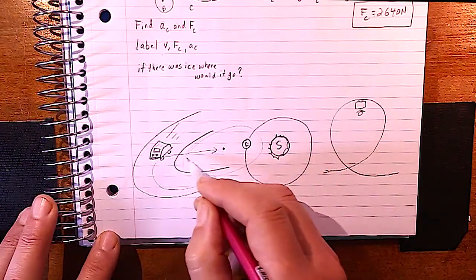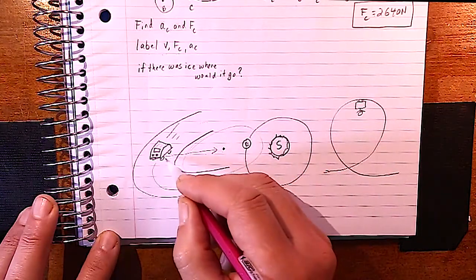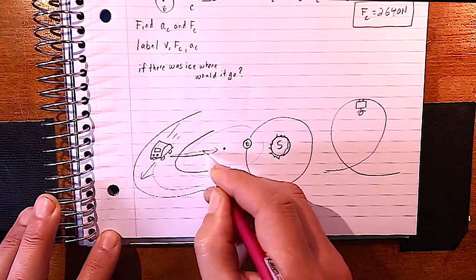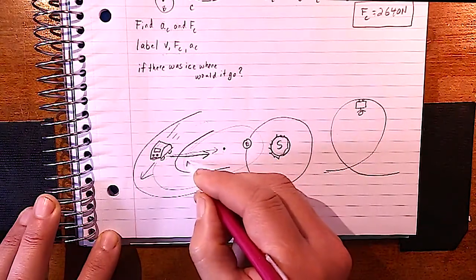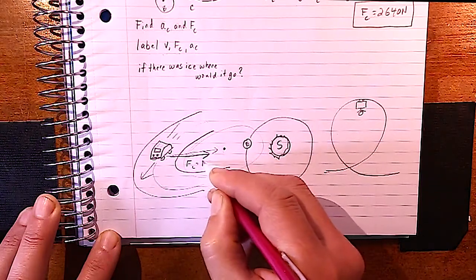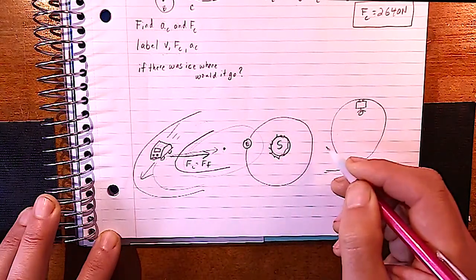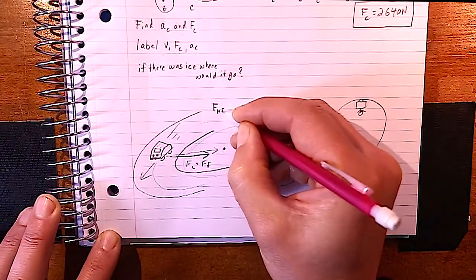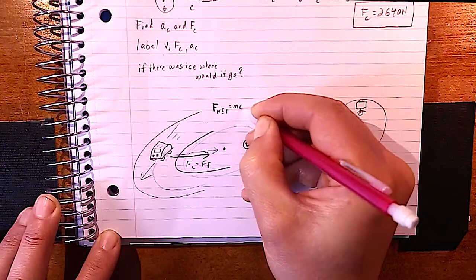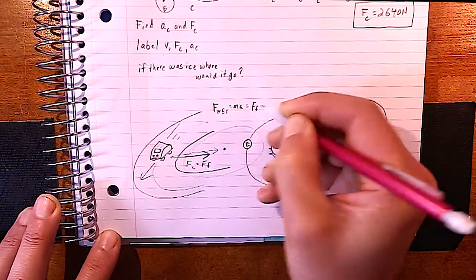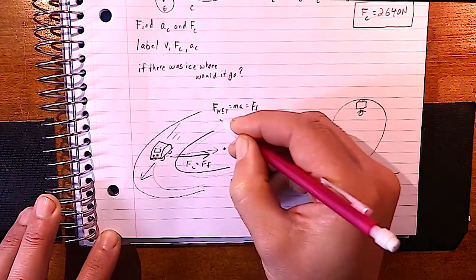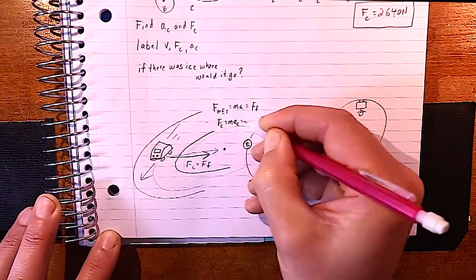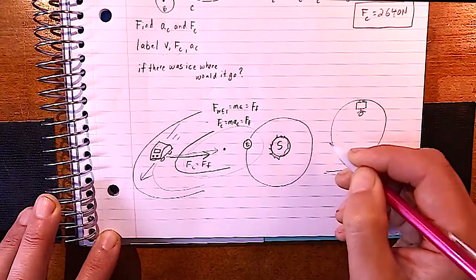Well, what's pushing the car around the corner? If there was no friction, the car would travel off in a straight line. So the net force, the centripetal force, Fc, in this case, is Ff. So if we were to write a net force equation, we would write F net equals ma equals Ff. But because it's a centripetal force, we can say Fc equals m ac equals Ff.